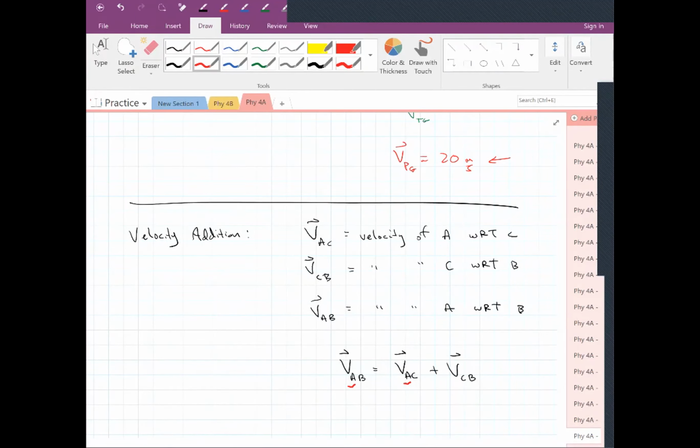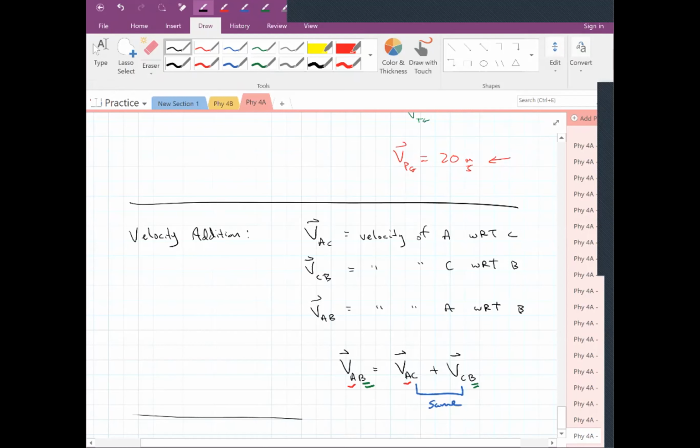Okay. So the first subscript has to be the same. The last subscript has to be the same. And the 2 in the middle have to be the same. And if you line it up like that, it tells you how to add these vectors. Sometimes you need to subtract the vectors to get the right answer. Sometimes you need to add them. This formula tells you whether you're adding or subtracting.